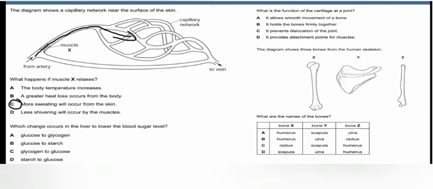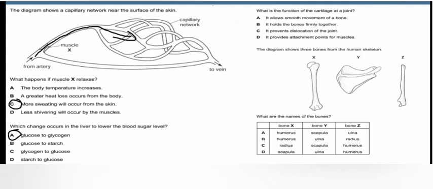Then as for the next question, which change occurs in the liver to lower the blood sugar level? So when we talk of blood sugar, we are talking about glucose. So meaning if you are having a high level of blood sugar, what is going to happen, or what will be the conversion? So you can say it's from the glucose into what? Glycogen. Because the liver is able to store glucose in the form of what? Glycogen, not just glucose directly like that. So we can say A is going to be the answer. From glucose to glycogen.